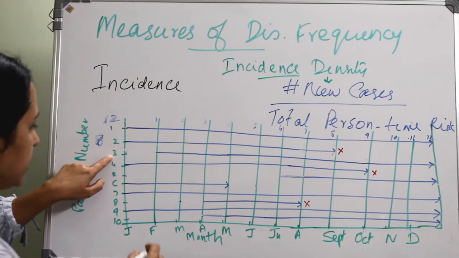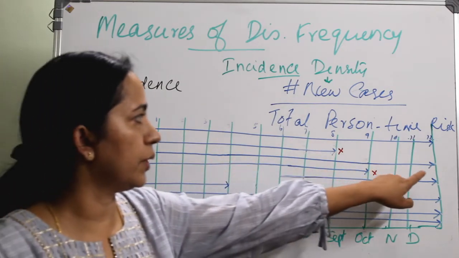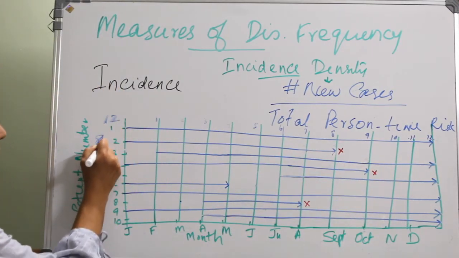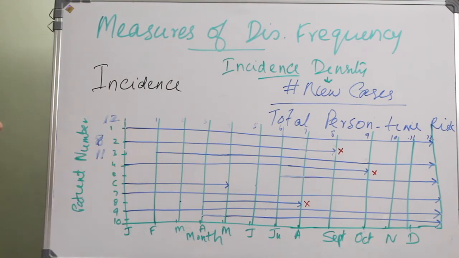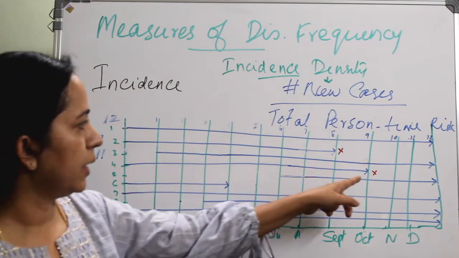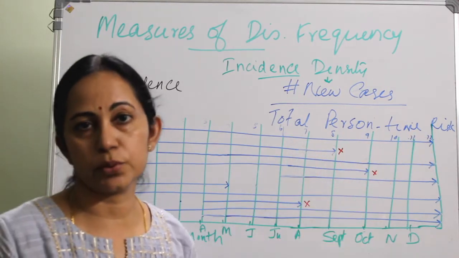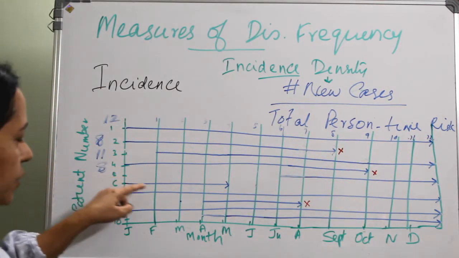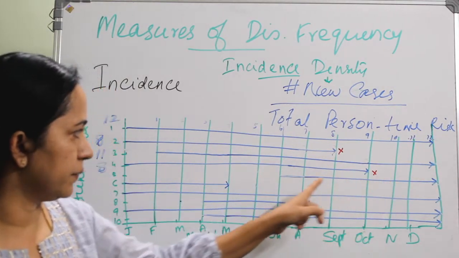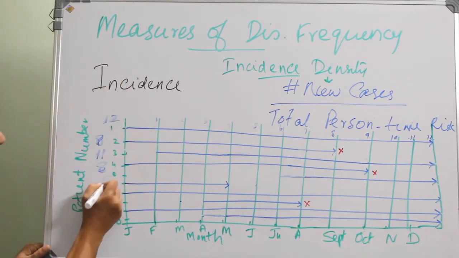And the third person was recruited from February 1st, and he was followed up till December 31st. So again he had a time period of 11 months. And the fourth one from January 1st, and at the end of September he got the disease, and so he was excluded from the study. The fifth person was recruited from July 1st, and he was followed up till December 31st. So again, 6 months.